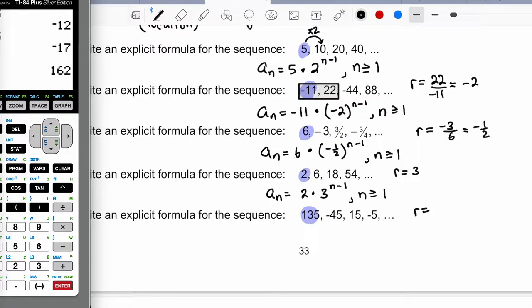All right. 135 on the bottom. So negative 45 over 135. That's negative 1/3. So a sub n is equal to 135 times negative 1/3 to the n minus 1, where n is greater than or equal to 1. All right.